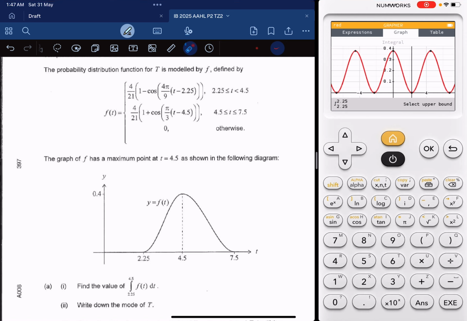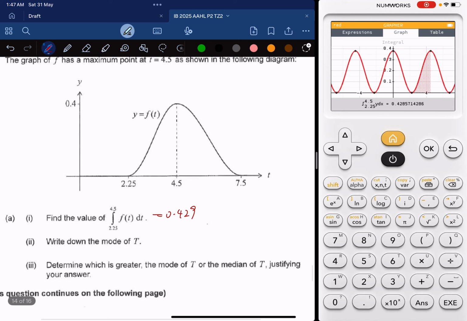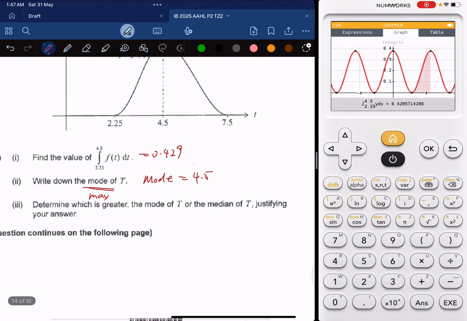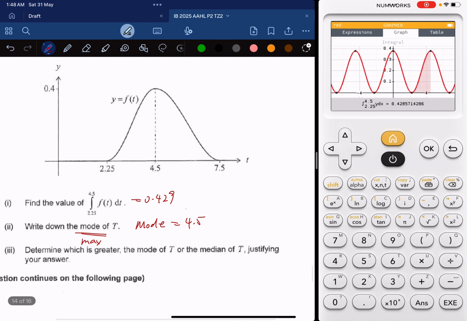And then 4.5. Okay, so enter 0.42 something. So I think this is kind of stupid. So 0.4285, so 429, something like that. Write the mode of t. Mode, right? Remember, it's like the maximum. So therefore, the mode obviously will be 4.5. Determine which is greatest, the mode or the median. So obviously, the median is greater.